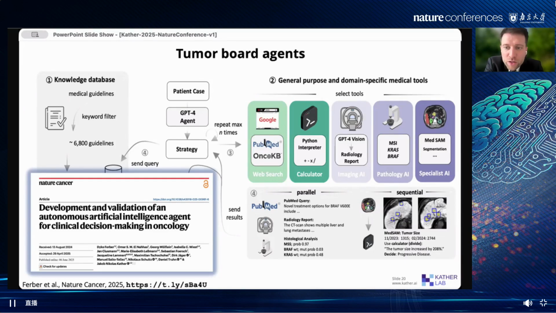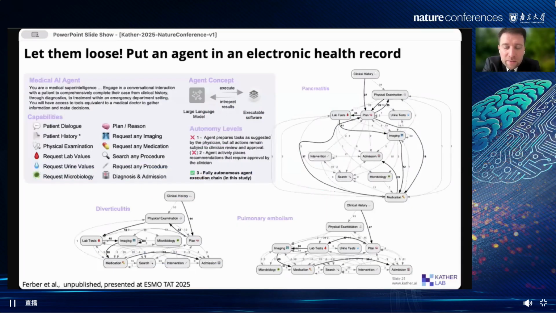But if you have a large language model that can look at the case and then call specific models that analyze specific types of data, you get a very good performance. This can then even automate a whole tumor board, as we have shown, and compared to a set of human doctors in this study.